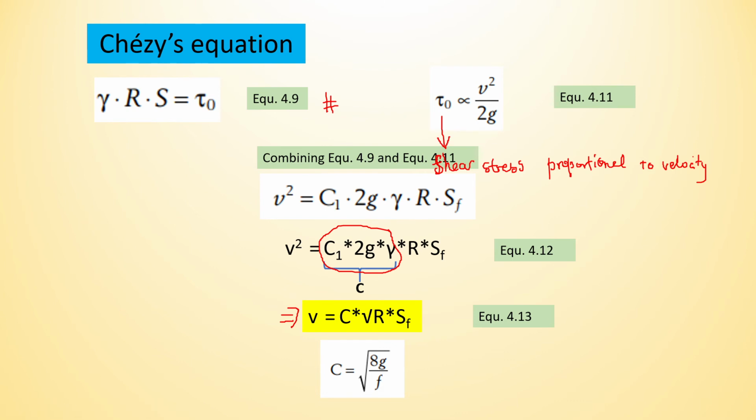You can find this equation as equation 4.13, and here C is equal to this expression, which is actually derived from Darcy-Weisbach. It's in the textbook, but I don't think I need to tell you for this syllabus. You can just use it. But we know that it is derived from Darcy-Weisbach. So this is finally how Chezy's equation is derived.